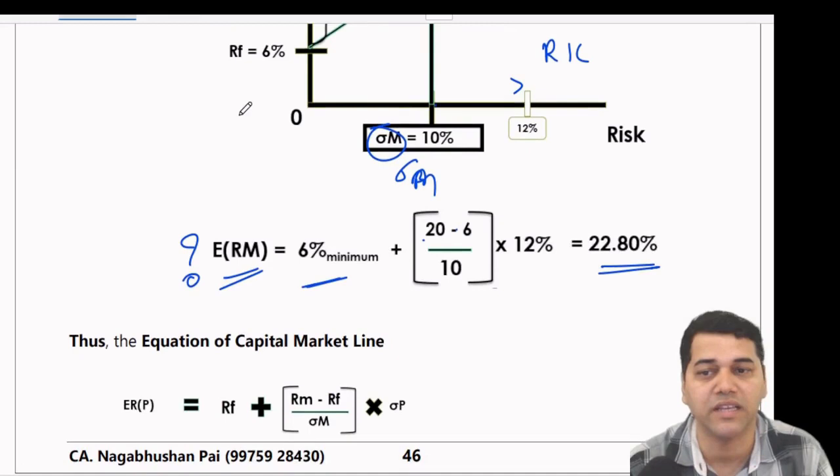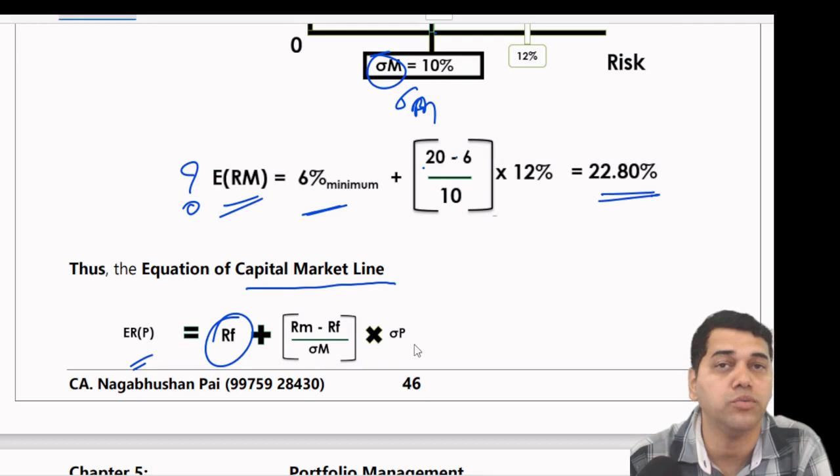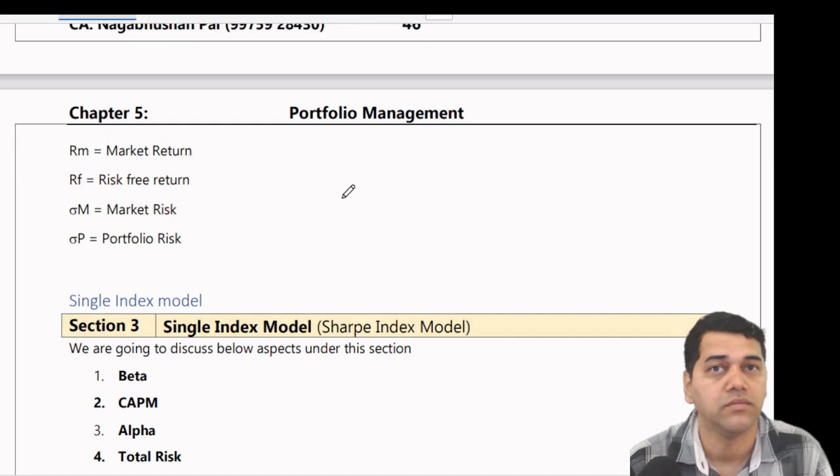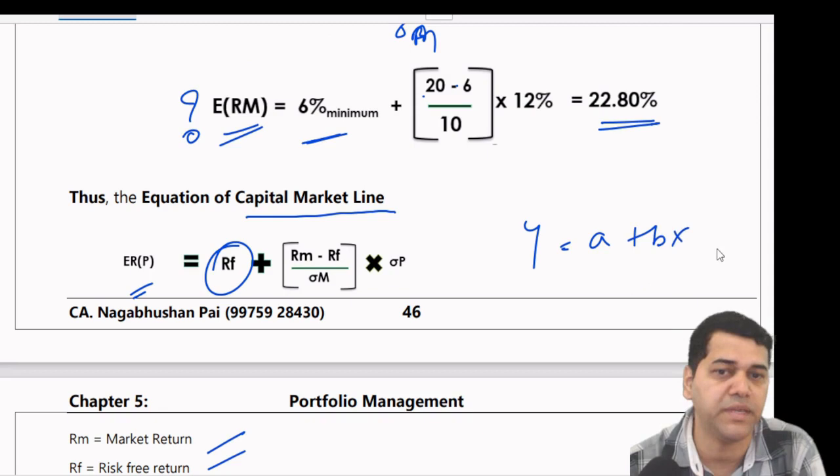So the equation for the expected return of the portfolio under the capital market line will be: risk-free, plus RM minus RF, divided by the market risk, into the portfolio risk or that individual stock's risk. So RM, RF, market risk and the portfolio risk. This equation is clear? And this equation's base is something like y is equal to a plus bx. Remember this equation. This is called the regression equation.